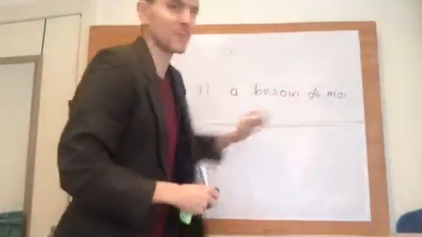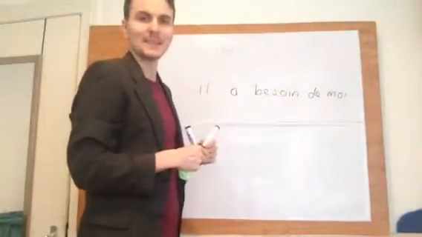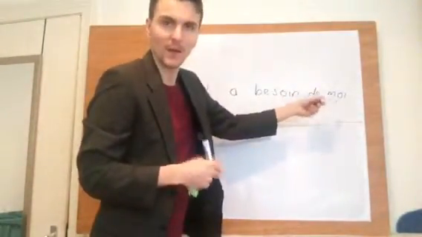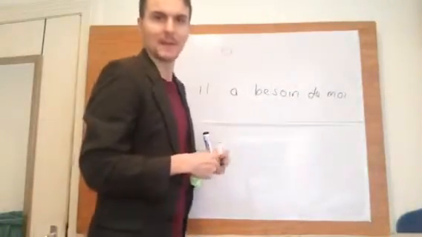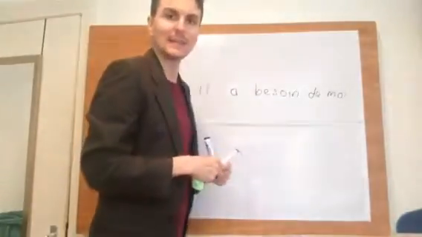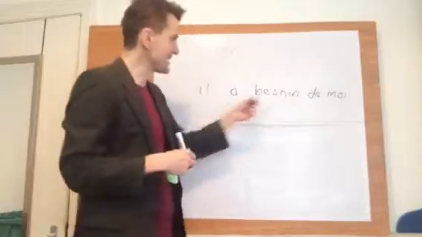Il a besoin de moi, for example. So this de could be anything. He needs me. Il a besoin de moi. He needs the bread. Il a besoin du pain. Yeah, of the bread. He needs the woman. Il a besoin de la femme. He needs the money. Il a besoin de l'argent. He needs the children. Il a besoin des enfants. Okay? So he needs of.